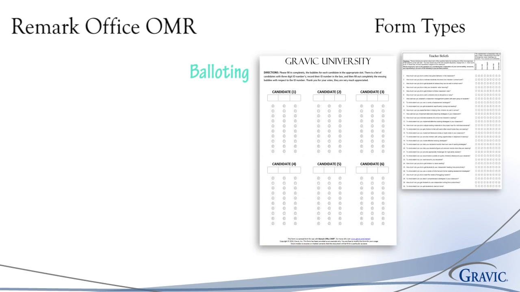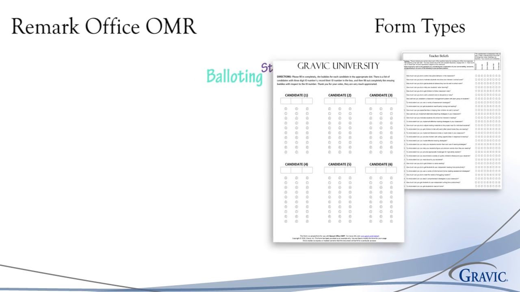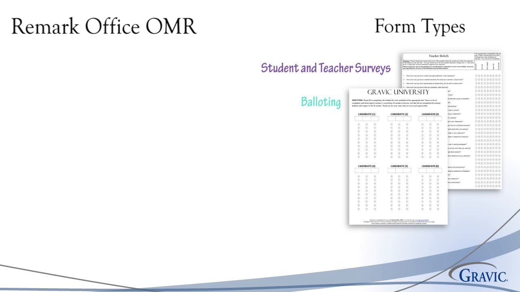Votes can be cast and instantly tabulated within Remark Office OMR. The ability to print text and answer options on the ballot itself allows voters to clearly see the different positions, candidates, and other categories that appear on the ballot. This eliminates any possible confusion when voting, producing the most reliable results.